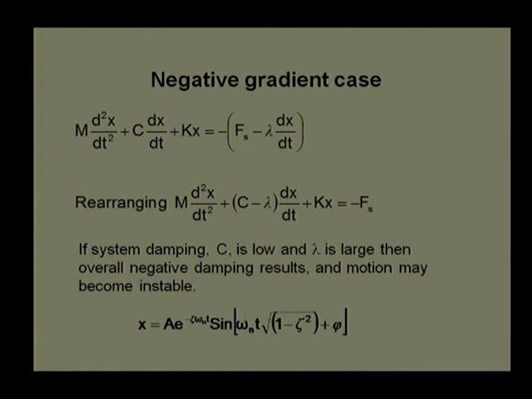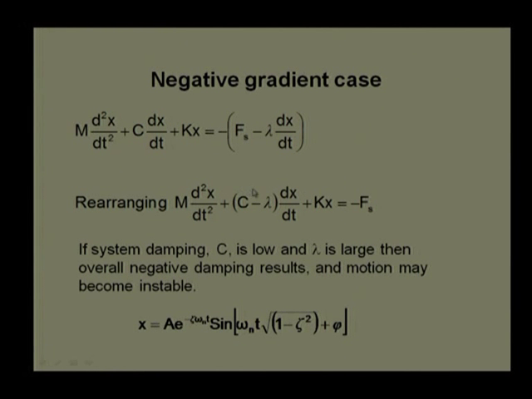So, if I revise the expression, what we are going to get is x equal to some constant times e to the power zeta omega n t, where omega n is the natural frequency. We are trying to find out the effect on the magnitude with time, and this is a periodic term, a sine term with some phase angle. Here we are assuming zeta is less than 1 in the overall expression.